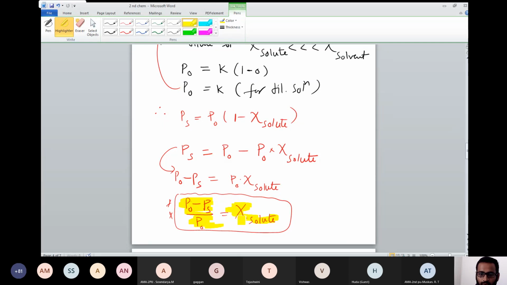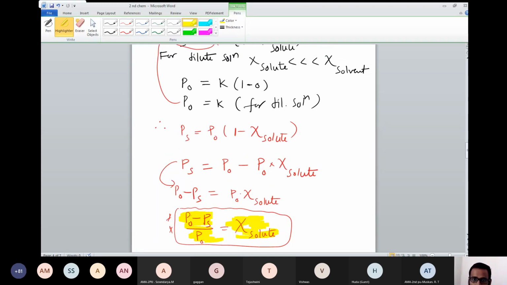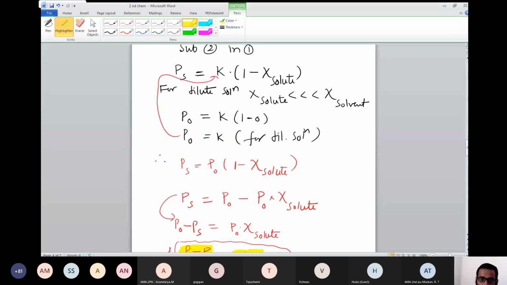Tomorrow we will continue from here. P naught minus Ps by P naught is equal to mole fraction of solute. So why did we convert K into P naught? Please try to understand. Only thing you have to remember is that Ps is equal to K into 1 minus mole fraction of solute. So instead of K, I wrote P naught here.